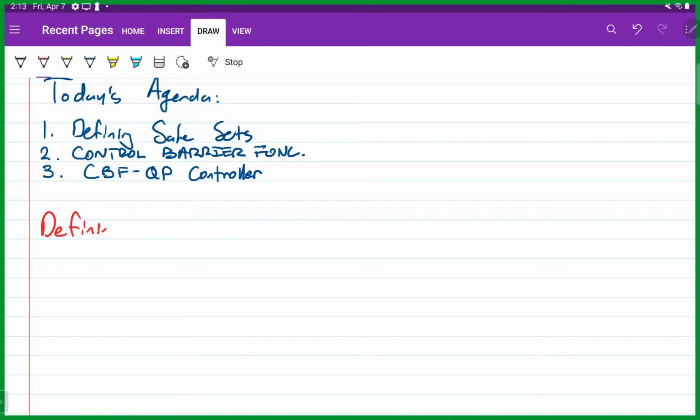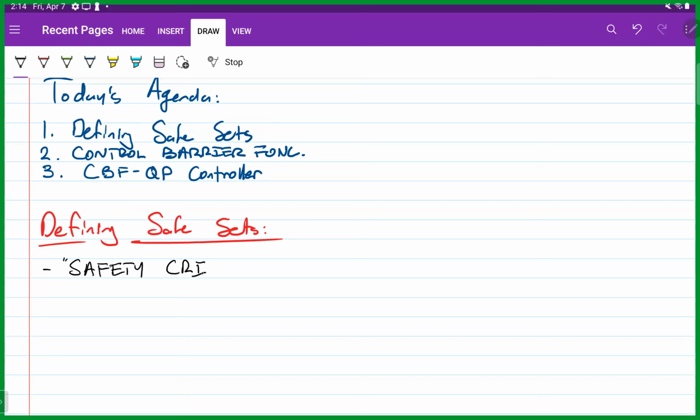So with that, we can get started on defining safe sets. A lot of the times in robotics, when we're dealing with these autonomous systems, we want to make sure that our systems are going to be as safe as possible. So we have this idea of something called a safety critical system. This is a system where safety is our first priority above everything else, above tracking a trajectory or doing some fancy maneuver. First and foremost, safety is what we want to ensure.